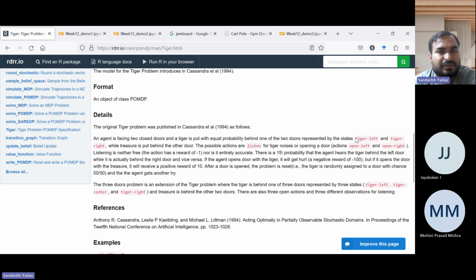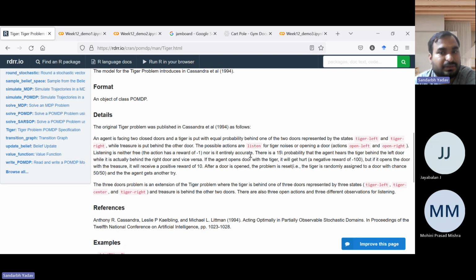So these are the two states, and the possible actions are listen for tiger noises, or open a door, either open left or open right. So there are three actions for you. And listening is not free. If you choose the listen action, you will get a reward of -1. Otherwise, what's the point? You could simply keep on listening until you are sure. So listening should not be free, so it has a reward of -1.